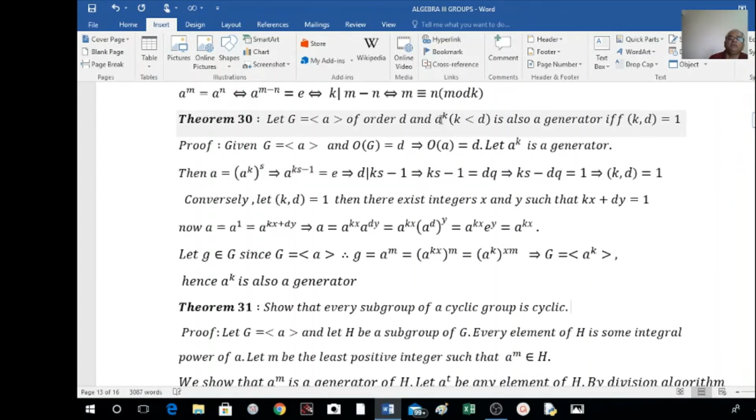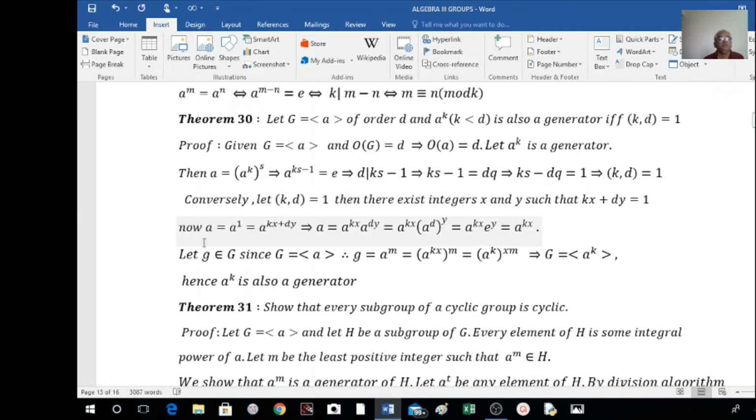So we have taken a^k as a generator, and we have proved that (k, d) = 1. Conversely, suppose (k, d) = 1. Then by number theory there exist two integers x and y such that kx plus dy is equal to 1. In general, if the GCD is equal to d, then d can be expressed as kx plus dy. So kx plus dy is equal to 1.